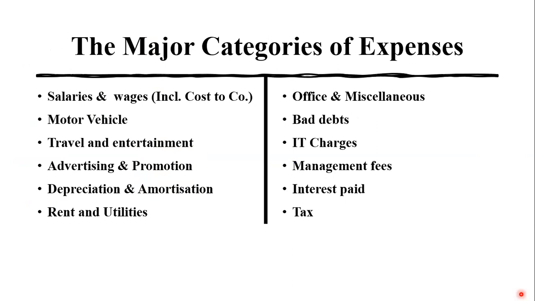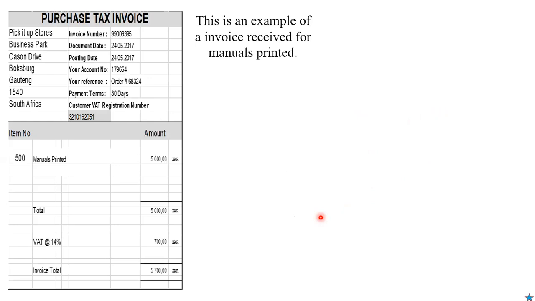Okay, these are your major categories of expenses that appear in the income statement. This is just a guideline as to how you can categorize and group expenses together. Salaries always include your cost to company, motor vehicles, travel and entertainment, advertising and promotion, depreciation, rent and utilities, office miscellaneous, bad debts, IT charges, management fees, interest paid, and then a tax line.